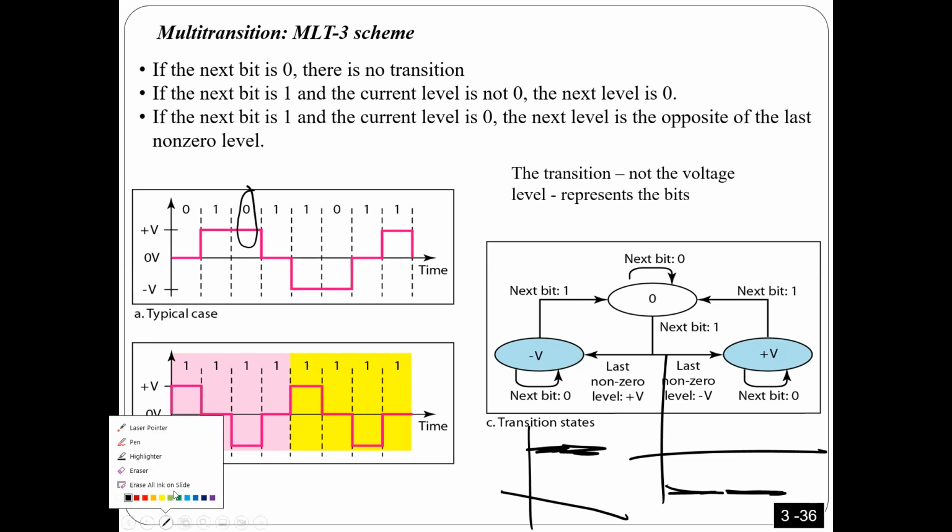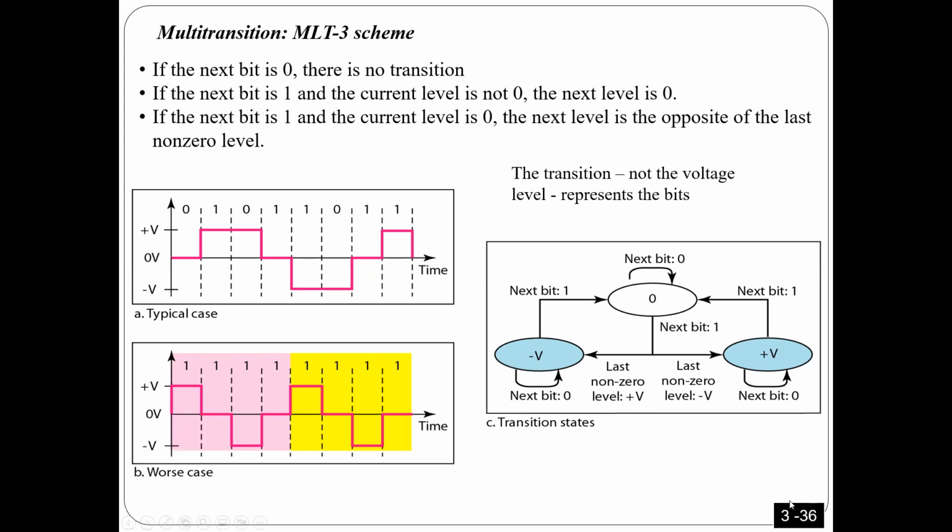But let's look at the 1 here. What is the 1 going to do? The 1 is going to make a transition anyway. So the 1 will make a transition. But 0, no transition. So for 0, you see here, no transition. Zero here also no transition, right? It's going to keep the voltage positive, positive, and negative, negative. One is going to make a transition, okay?